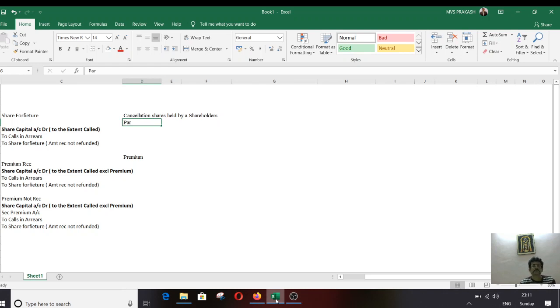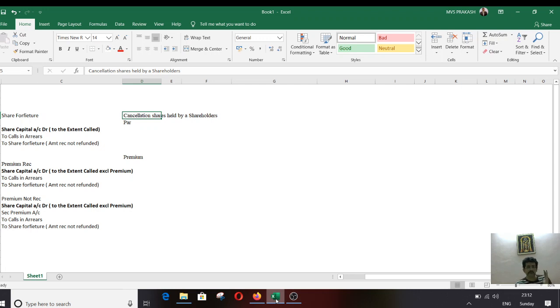Okay, share forfeiture. What is the meaning of share forfeiture? Cancellation of shares held by the shareholders is called share forfeiture. If a shareholder fails to pay any allotment money or call money, the board of directors can pass a resolution and cancel the shares. Once the shares are cancelled, whatever money was taken from the shareholder will not be given back, and those shares can be reissued to some other shareholder. That is share forfeiture and reissue of forfeited shares. We will discuss the ratio of shares forfeited in a short while.